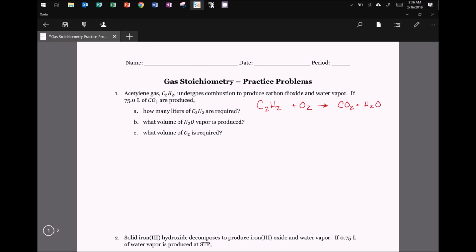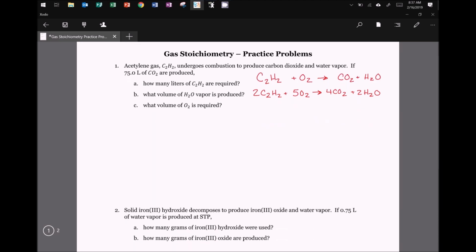So I went ahead and did this ahead of time, and I'm going to write in our balanced equation, C2H2 plus 5O2. That's going to give us 4 CO2 and 2 H2O. Alright, so our equation's balanced, and the first part is asking how many liters of C2H2 are required.